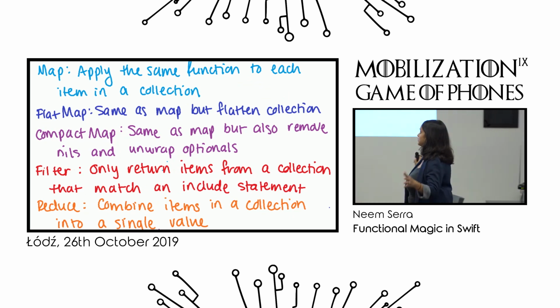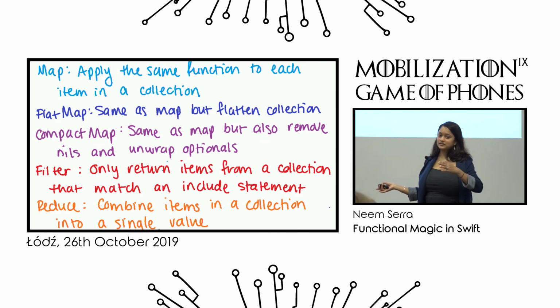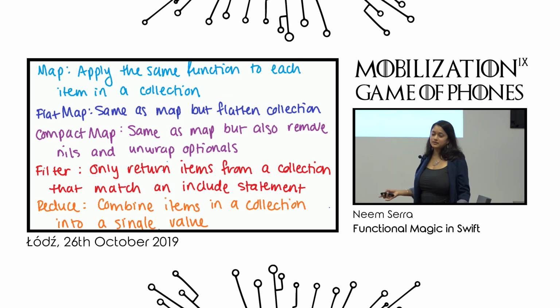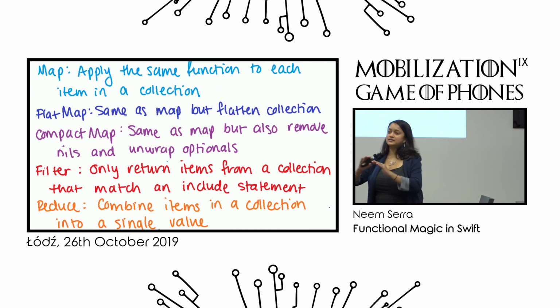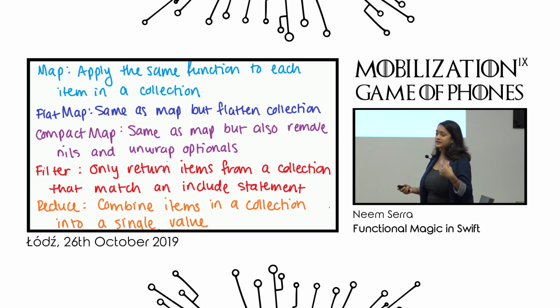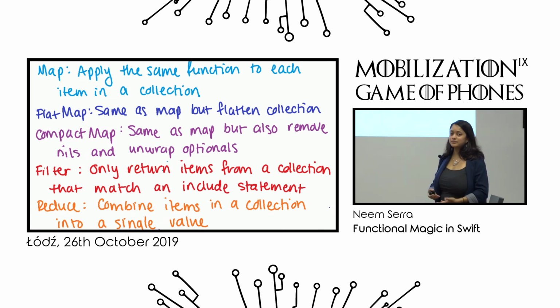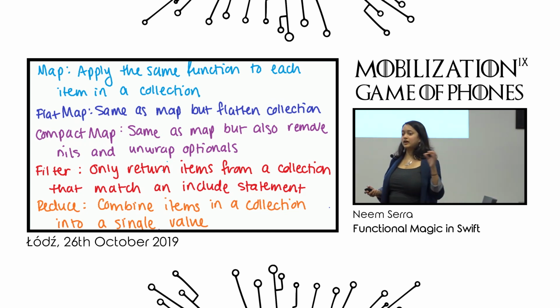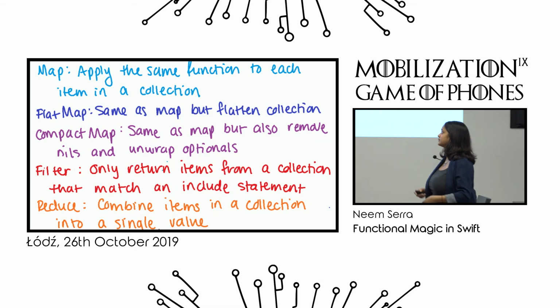Okay, so to go over this at the very end, map, as we've seen, is a nice shorter way of doing a for loop, and it goes over every single item in a collection and does something to it. FlatMap is the same as map, except it takes out a layer of things. So it takes out one dimension. As we saw, it took an array of arrays and made it into one array. Compact map is also similar to map, but in this case it takes out all nils and it unwraps all optionals inside of it.